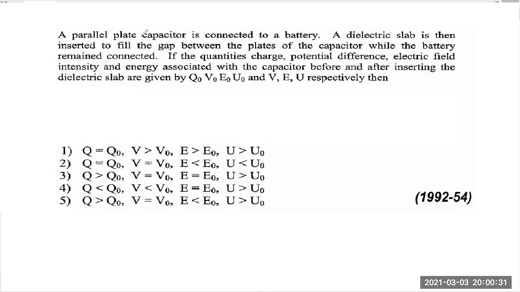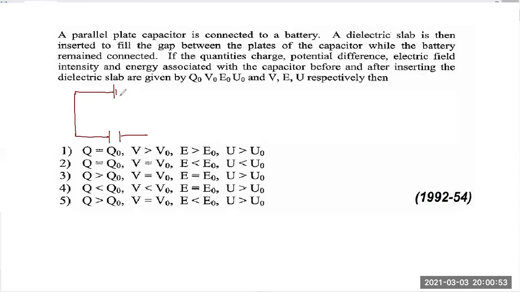Right. A parallel plate capacitor is connected to a battery. A dielectric slab is then inserted to fill the gap between the plates of the capacitor while the battery remained connected. In the previous example, battery was removed. This time, the battery is not removed. So, I will draw the systems. For my benefit, I'll draw the capacitor a little wider.